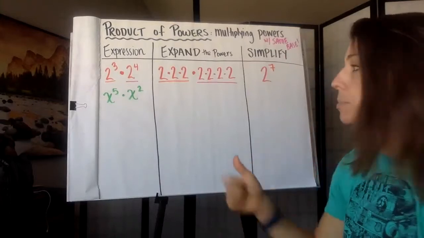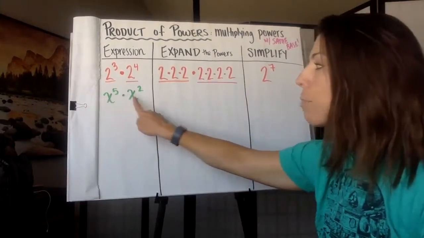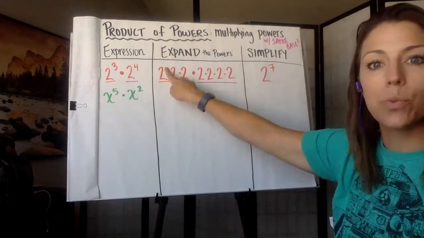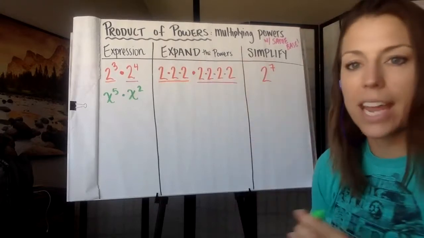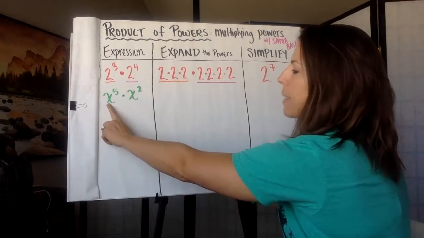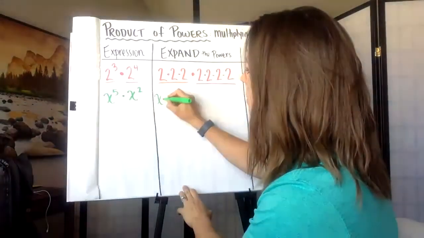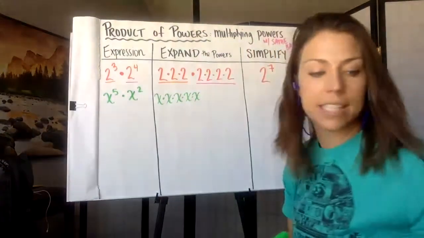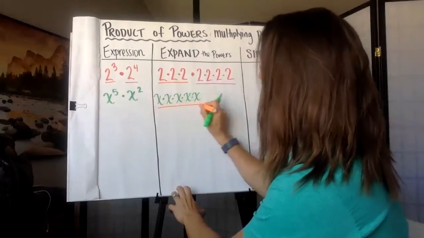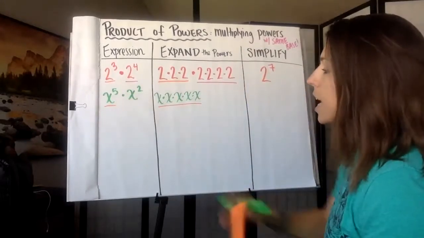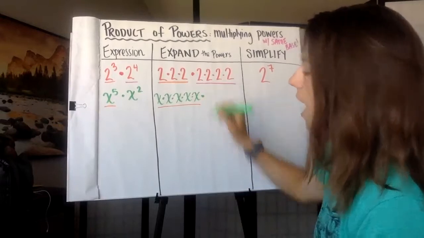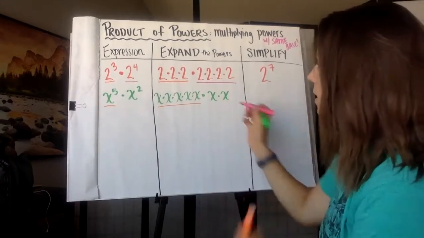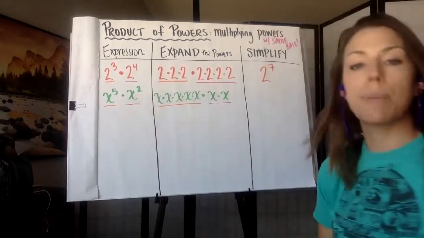Is it a product? Am I multiplying? Yes. Do both powers have the same base? Yes. That means we're looking at a product of powers, so we can expand and we can simplify. Let's go ahead and do that. x to the 5th expanded means x times itself 5 times. That was a lot of x's, right? So this is your first power expanded. Now we're continuing that multiplication. Times x squared means x times itself 2 times. So here's the second power expanded.